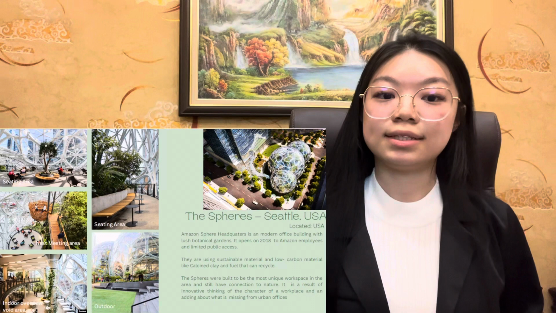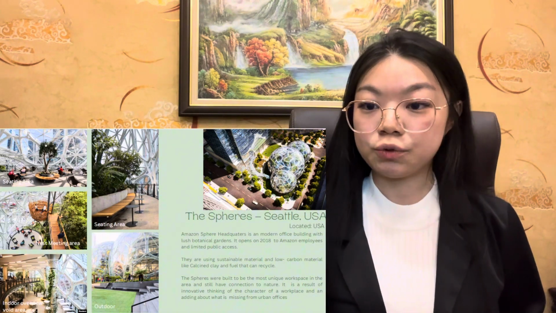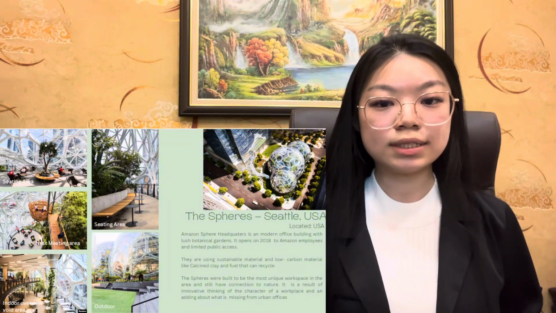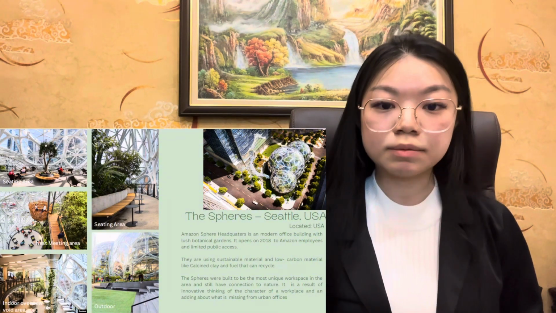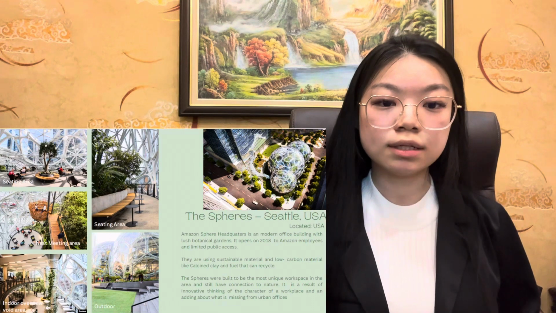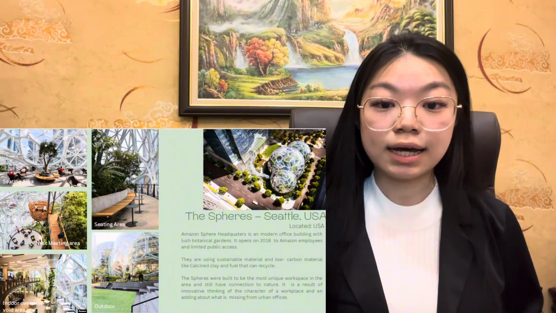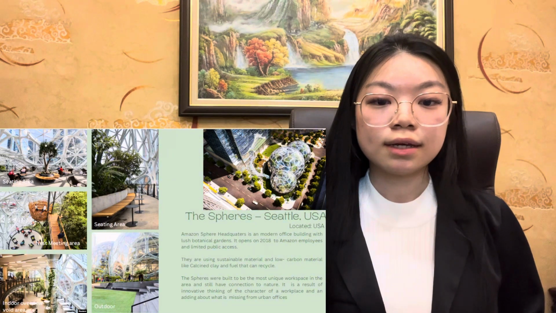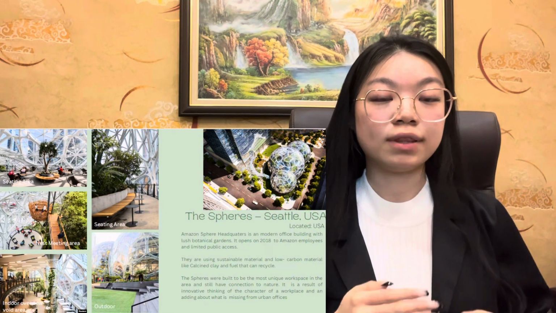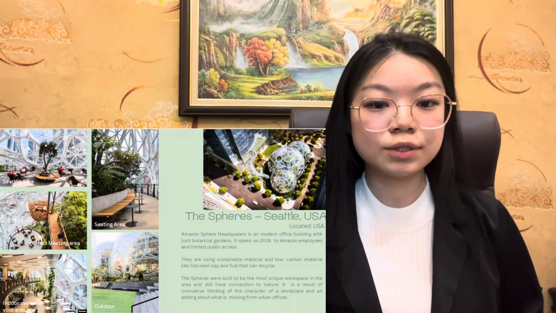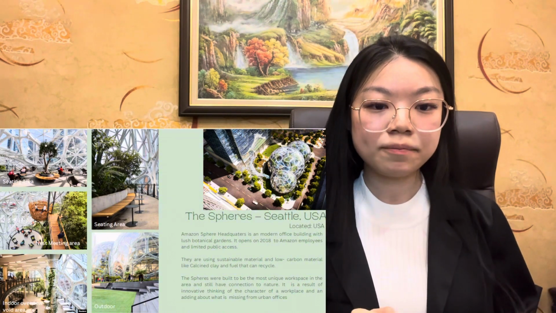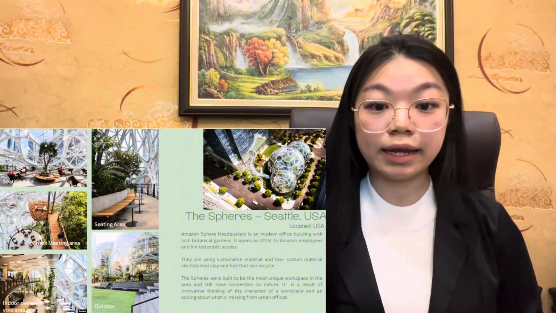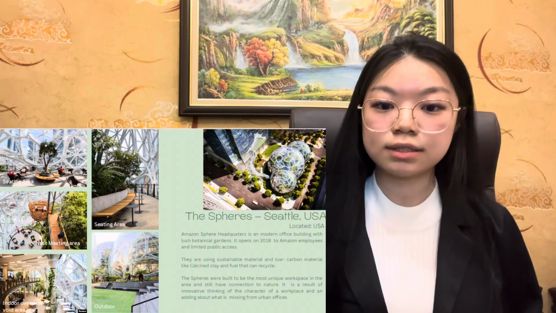Next is the building located in the USA. It is called the Spheres. The building mainly uses sustainable and low carbon material. It is designed as a modern office building with a lush botanical garden, to innovate the thinking of the workplace and add what is missing from the urban area and urban office.